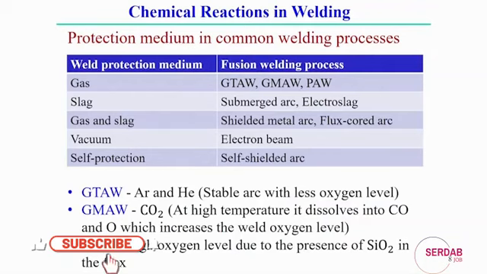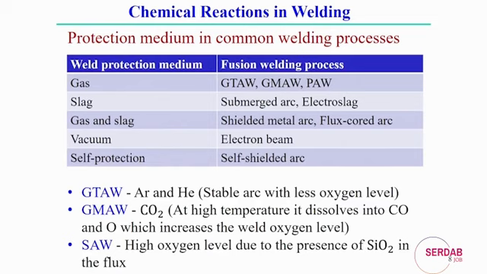The oil protection medium, slag: when using some flux, metallic oxide and other compositions, after welding the lighter weight slag comes onto the upper side of the weld pool. So, this slag actually protects the molten pool in submerged arc welding and electroslag welding processes, and we can use both shielding gas as well as slag.